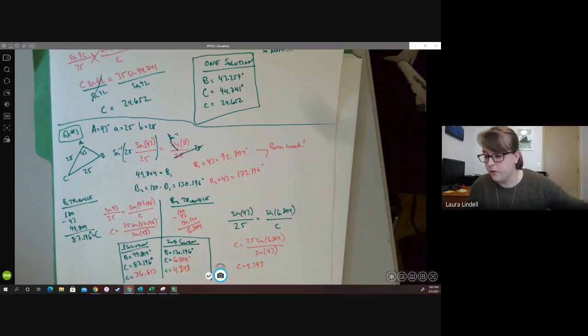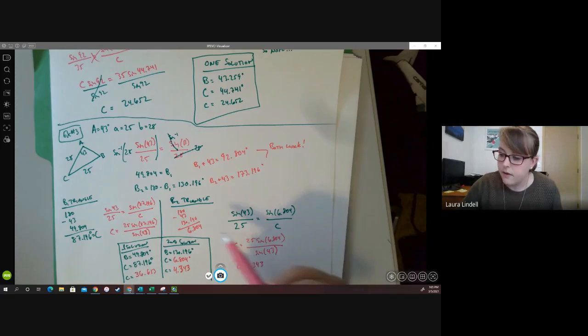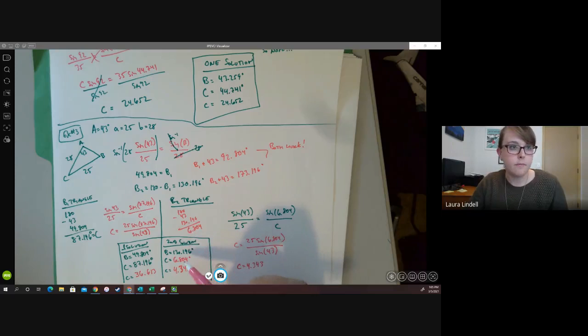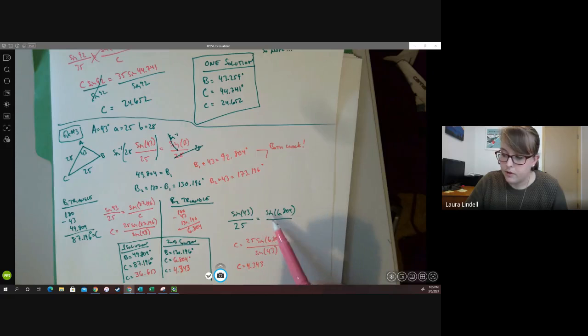Okay, so if you're looking to check your work, for angle C, you should get 6.804 just by subtracting from 180. And then for side C, you should get 4.343 by using the law of sines and solving for C.